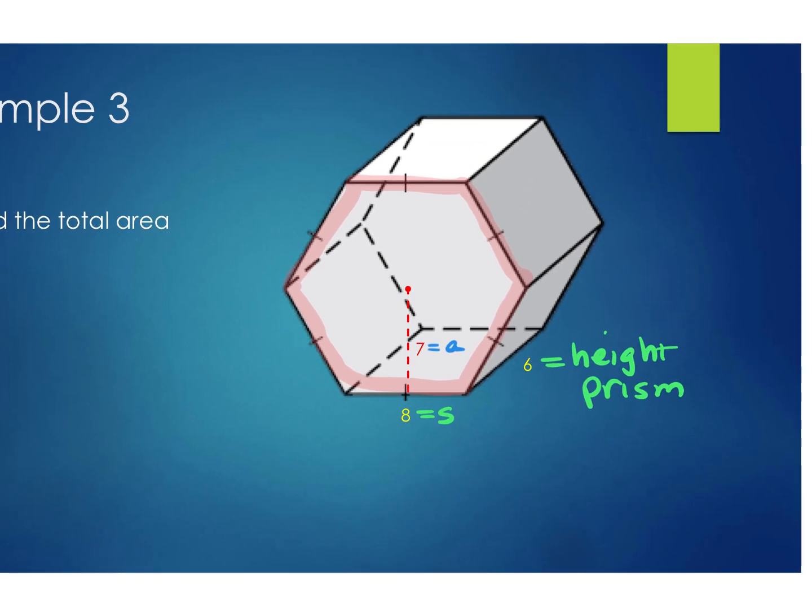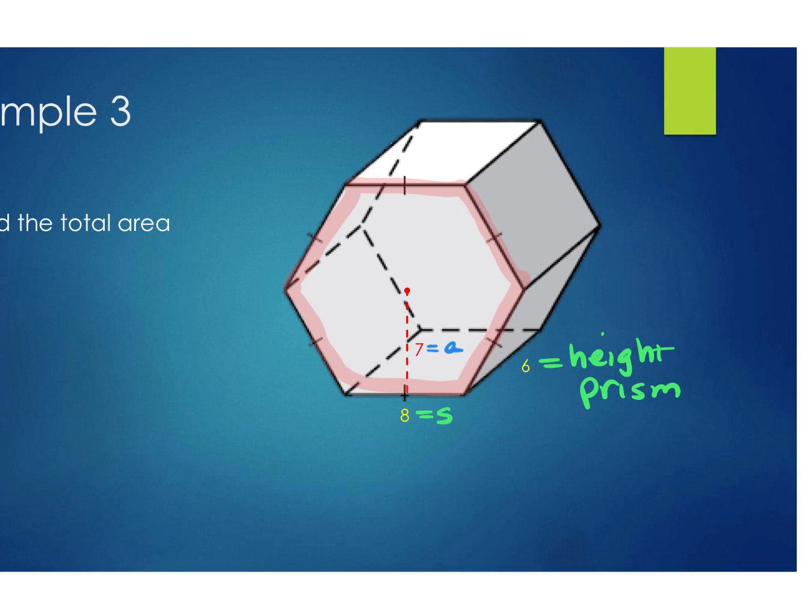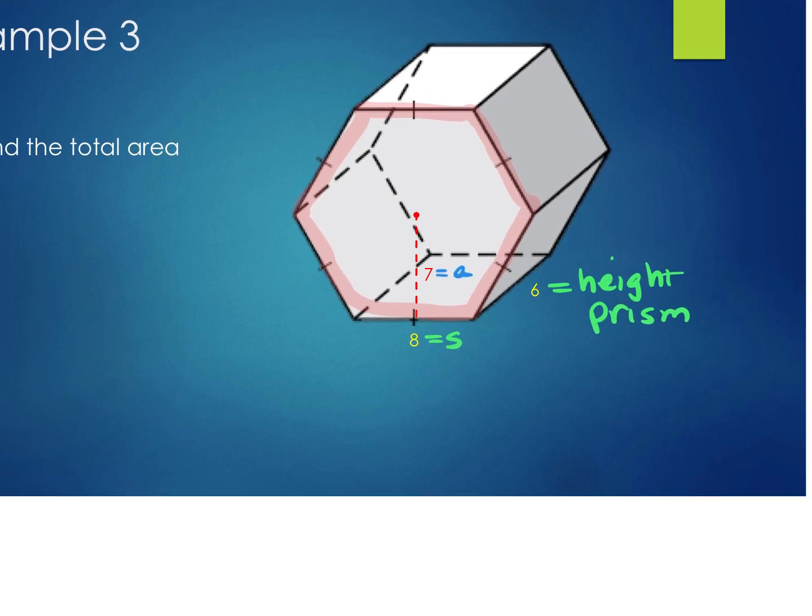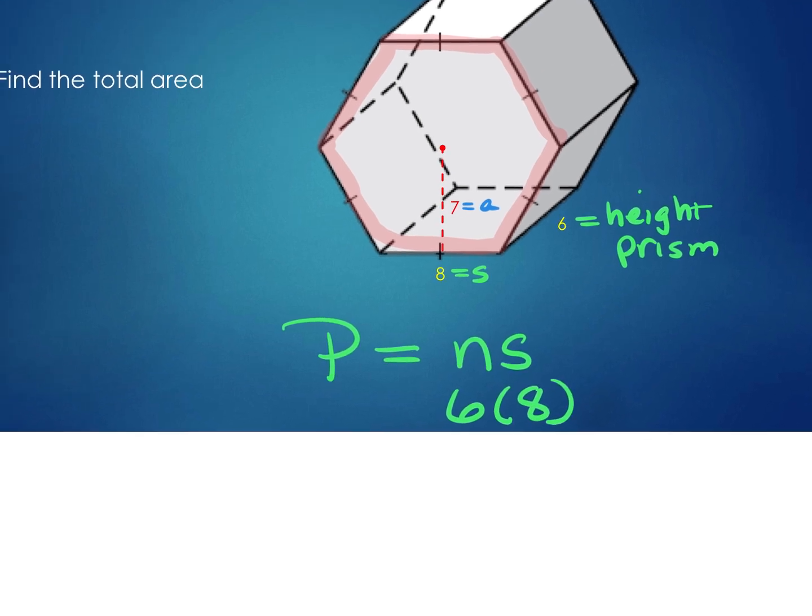So let's go ahead, and I need to find the perimeter of the base. So the perimeter of my base shape, it's a hexagon. So number of sides times side length, 6 sides times the side length, which is 8, giving me a perimeter of 48 units.